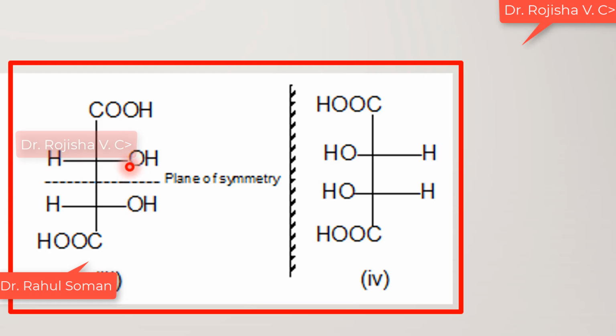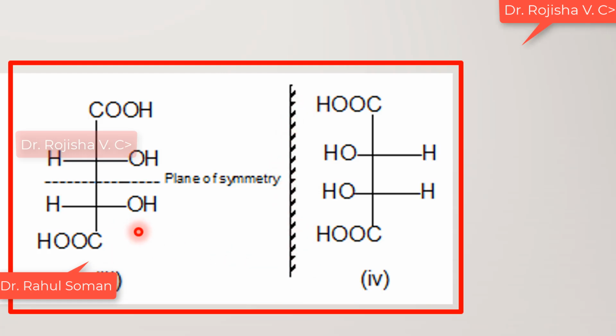If both the OHs are coming on the same side, this molecule can exhibit a plane of symmetry. Yes. As we already told, if any symmetry is present in a molecule, then it will not show any optical activity, or it will not be able to rotate the plane polarized light. Yes. This is a classical example of such a compound.